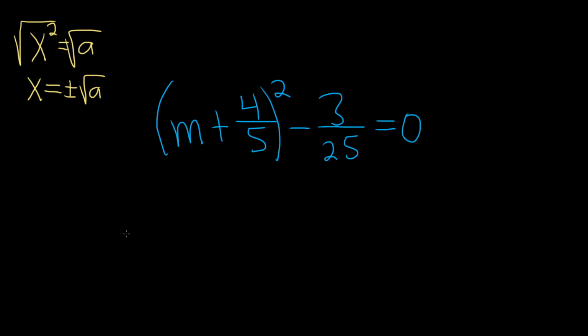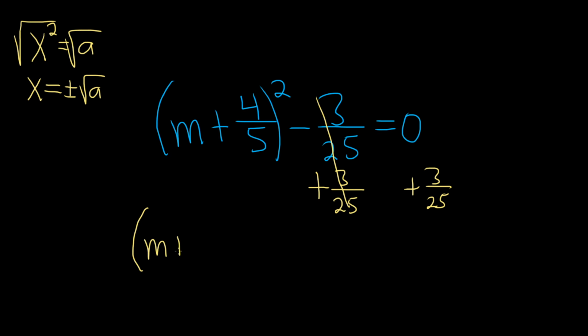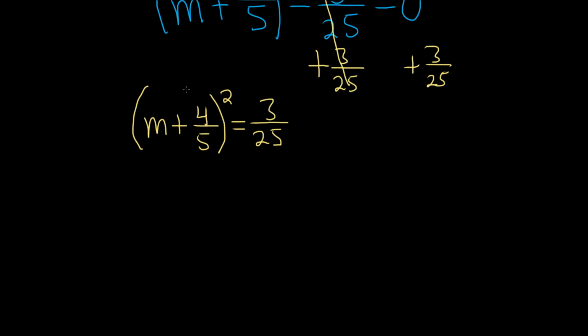Okay. So here we have this entire piece being squared. So we'll start by trying to solve for that piece. To do that, we need to get rid of this negative 3 over 25. So we'll add that to both sides. So plus 3 over 25, plus 3 over 25. So these cancel. So we have parentheses m plus 4/5, and this is squared, and this is equal to 3 over 25.